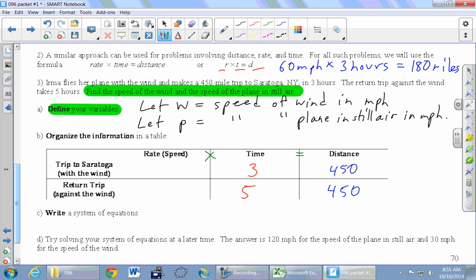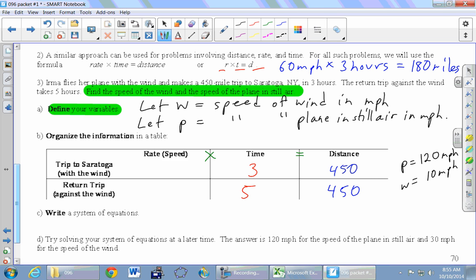I want to know what the trip to Saratoga, I want to know what our speed was. Now, I don't have it as a number. I've got to include the variable W or the variable P, or maybe both of them. I'm just going to put a real quickie example over here. Suppose that I say that the speed of the plane by itself normally is 120 miles per hour, just making something up. I don't even know if a plane would stay up in the air going that slow, but we'll just make it up. And suppose that the wind speed is 10 miles per hour.